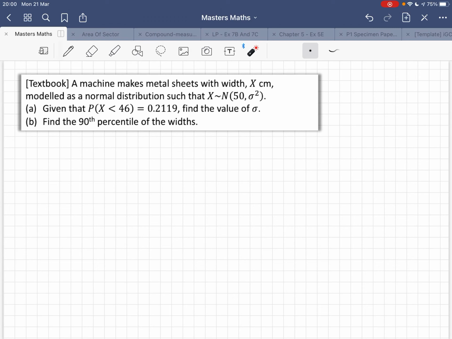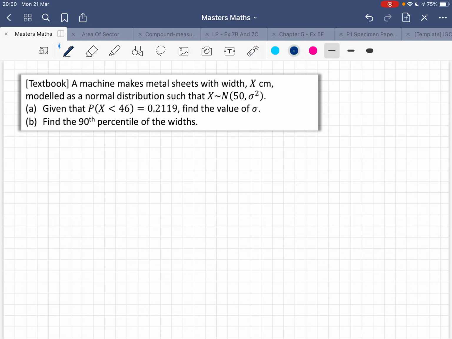This one is not going to be in our percentage point table, so we're going to have to use the main table to work it out. Given that the probability that x is less than 46 is equal to 0.2119, find the value of sigma.